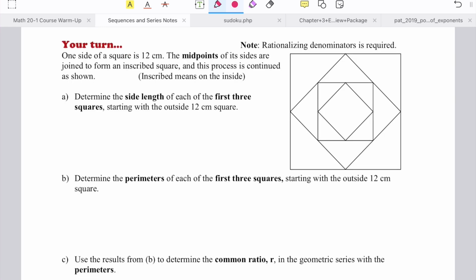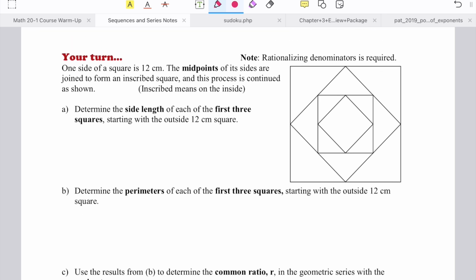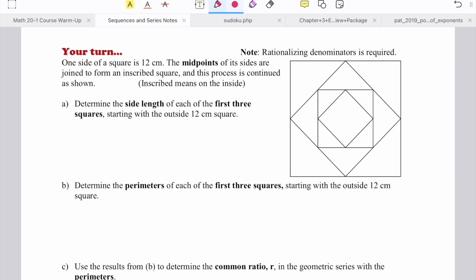Okay, so for this question, one side of the square is 12 centimeters and the midpoints of its sides are joined to form an inscribed square, and this process is continued as shown. So this is 12, right? That means this is going to be 6 and this is going to be 6 till here. This is 6 as well. So we use Pythagoras theorem to figure out what this value would be. So 6 squared plus 6 squared is equal to x squared. Let's say 36 plus 36, square root of that is x, which will be 72, right? X is equal to square root of 72.